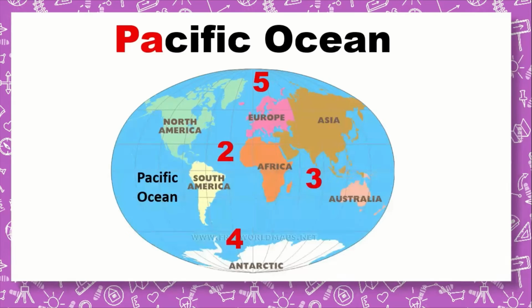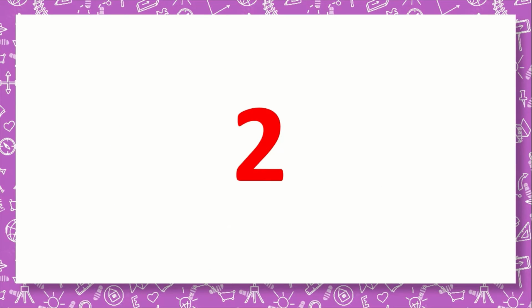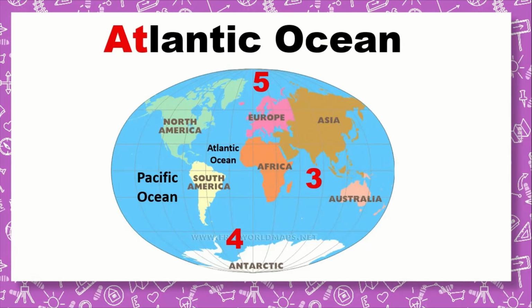Number 1, the first ocean is the Pacific Ocean. You see where the Pacific Ocean is written? Number 1, Pacific Ocean. Number 2 is the Atlantic Ocean. Atlantic Ocean is between Africa and South America. It's number 2, and between Africa and South America is the Atlantic Ocean.